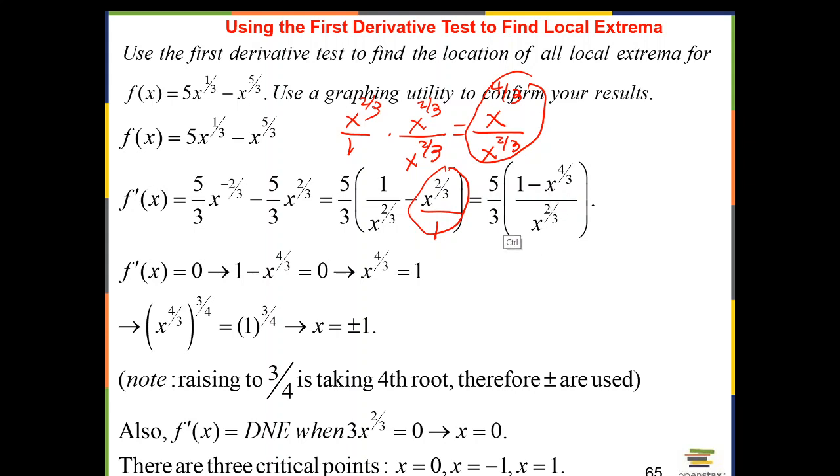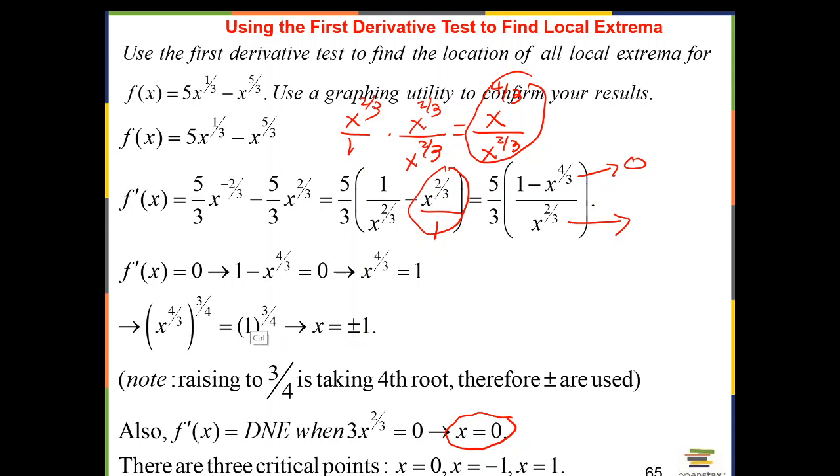Now, obviously, this is f prime, so there is a number that makes the denominator 0. That means it makes f prime undefined, and that would be x equals 0. So that's one critical number. And then we set the numerator equal to 0. See what we get? Well, 1 minus x to 4/3 equals 0, so x to 4/3 equals 1. So we take both sides and raise both sides to 3/4. Again, raising to 3/4 is like taking a 4th root, so you have to put plus and minus.